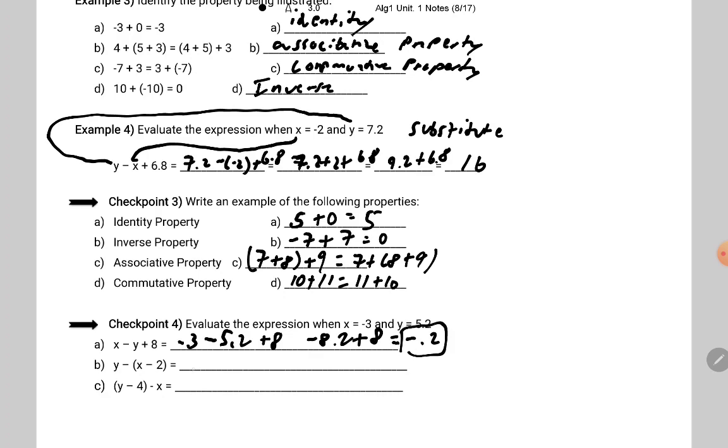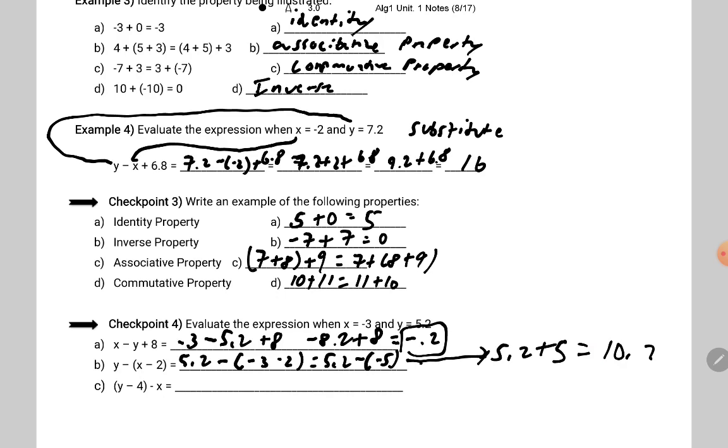Once again, y is 5.2 minus, in parentheses, x, which is -3, minus 2. So this is 5.2 minus, in parentheses, -5. 2 minuses makes it positive. So this becomes 5.2 plus 5, which is equal to 10.2.